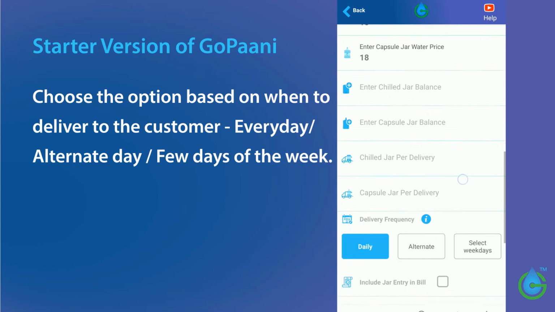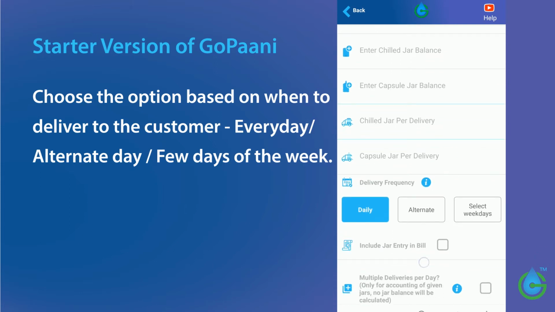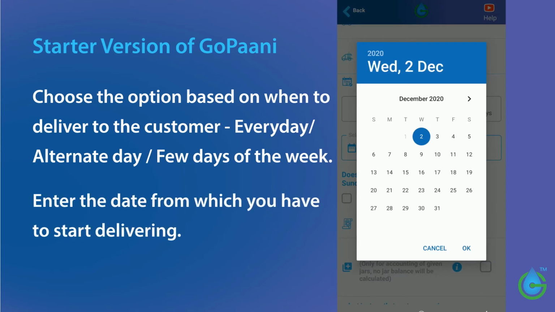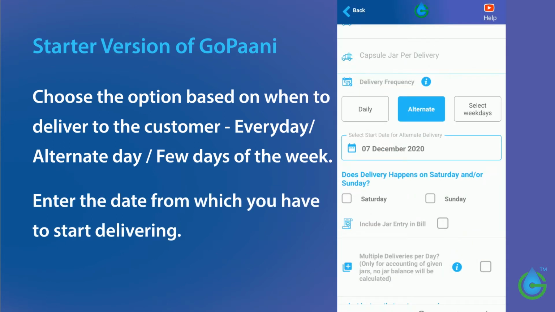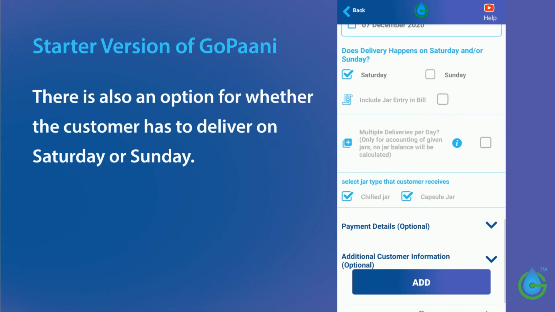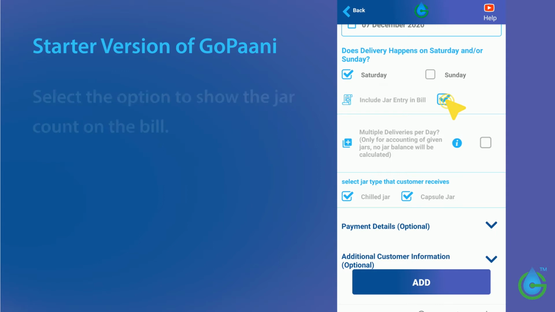Choose the option based on when to deliver to the customer, like every day, alternate day, or few days of the week. Enter the date from which you have to start delivery. There is also an option for whether the customer has to deliver on Saturday or Sunday.